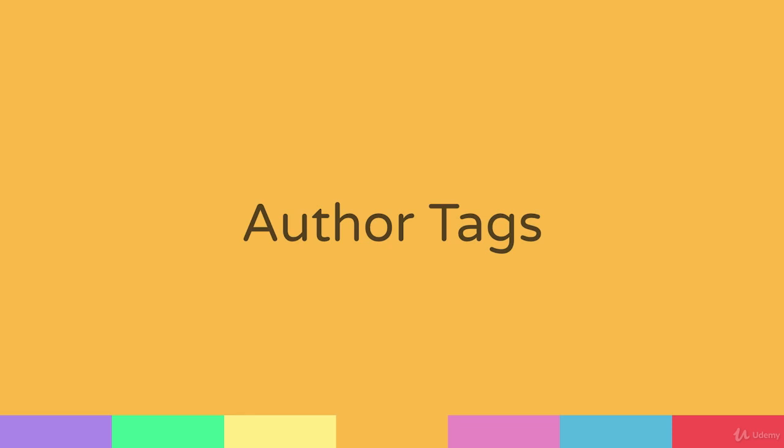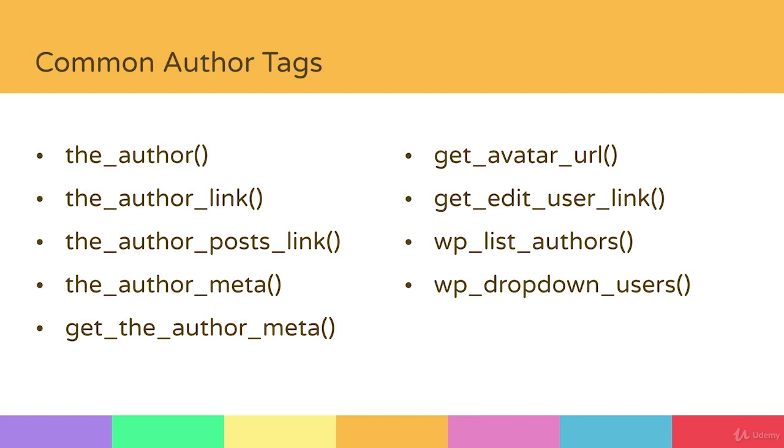In this lesson, we're going to learn about author tags. There are a number of common author tags that we will look at in the code, and they will get us things like the name of the author, various links, and different meta information they have saved in their profile, things like the avatar URL, a link to edit them, and various ways of listing multiple authors on your site.